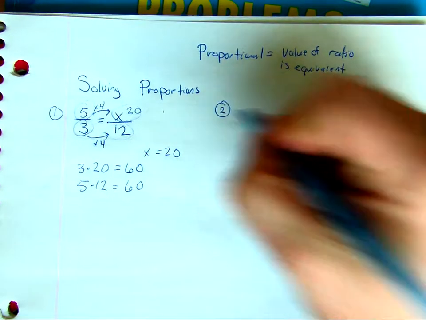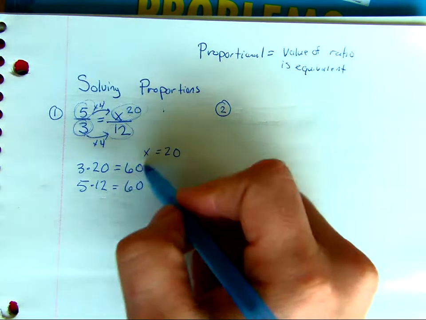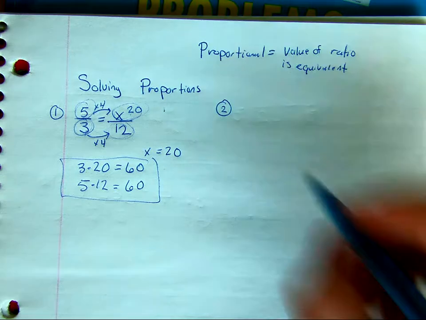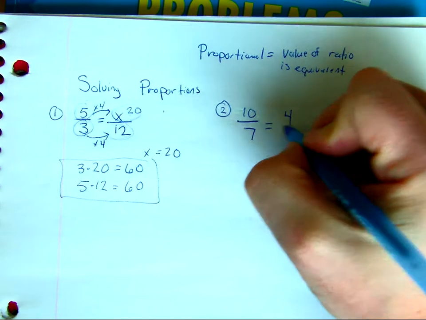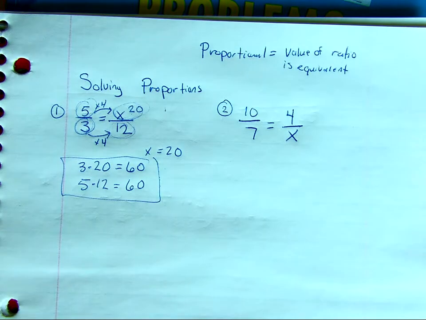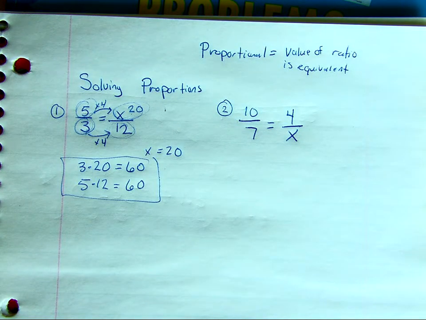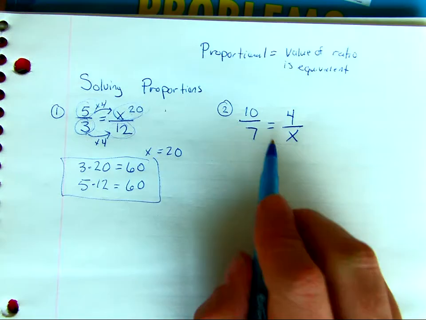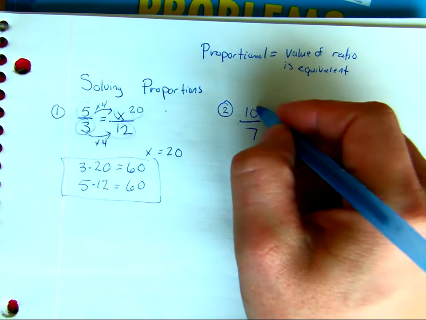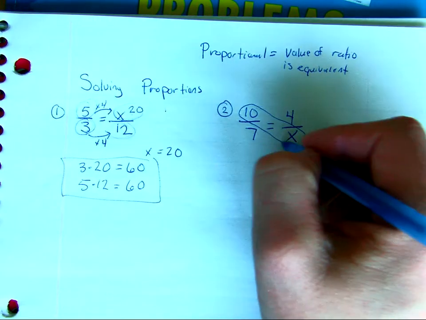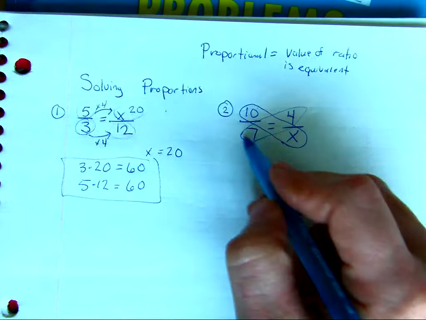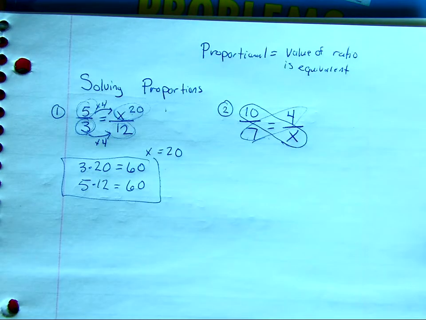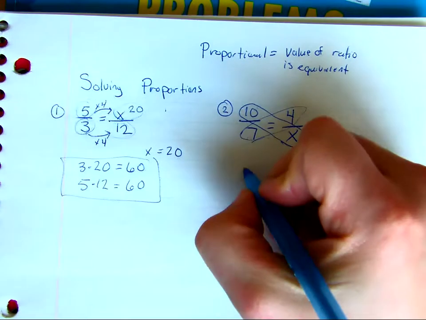So the second example I want to show you is going to be using this skill. If I had 10 over 7 and I said, well, that's equal to 4 over what x? This is one that you probably can't do in your head. But I know if these two are equal, that this is going to have to equal what 7 times 4 is. So 7 times 4 is what? Help me out. 28.